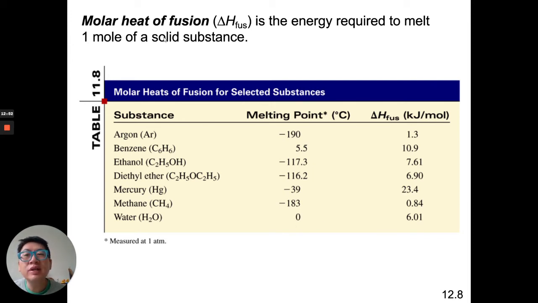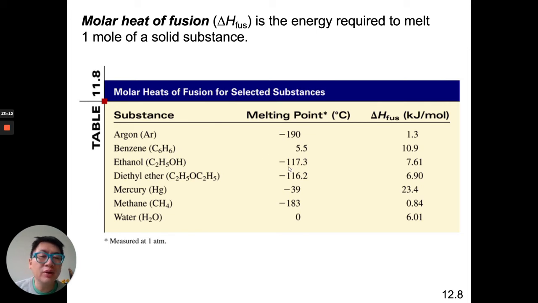That's called the molar heat of fusion. To melt 1 mole of ice at 0 degrees Celsius, at its melting point or freezing point, same thing, it takes 6.01 kilojoules of heat. Of course, heat of fusion depends on the substance.